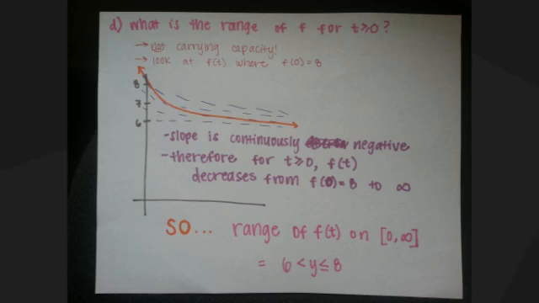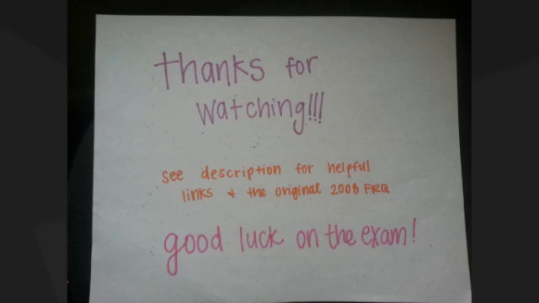So if we're only looking at t equals 0 to infinity, the slope is constantly negative, and it's always going to stay negative from 0 to infinity. So therefore, we know that the range is going to be from 6 to 8. You can see the function is going to start at 8, and then it's only going to decrease, but it's never fully going to touch 6.